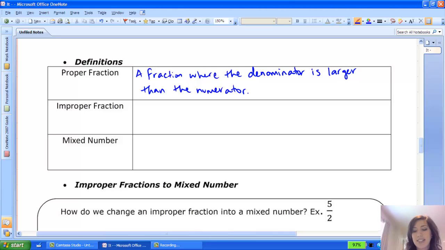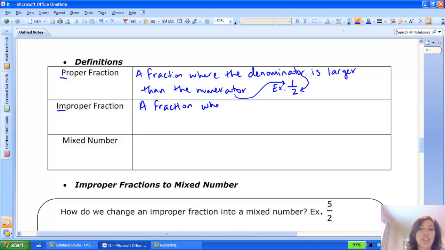A great example, classic, is 1/2. The numerator being our top number 1 and the denominator being the bottom number 2. An improper fraction then, if this one's proper, this one's improper, it's the opposite. It's where the numerator is now larger than the denominator. Or we could say it as a fraction where the denominator is smaller than the numerator.